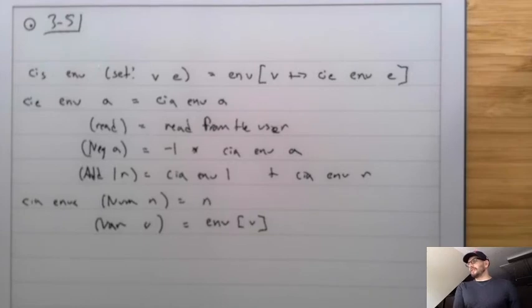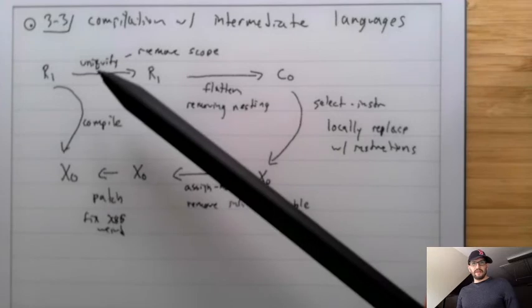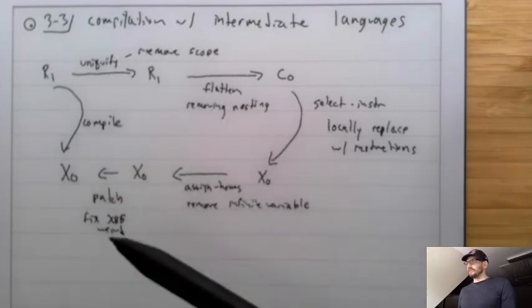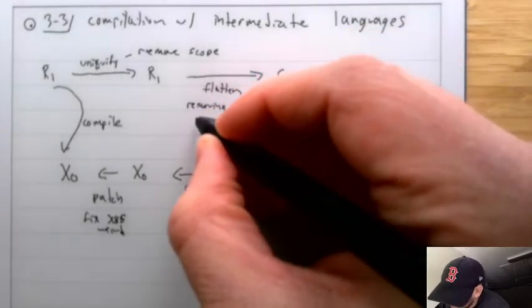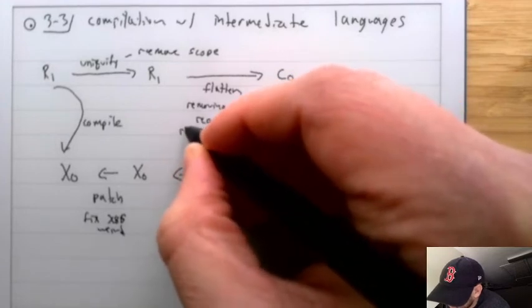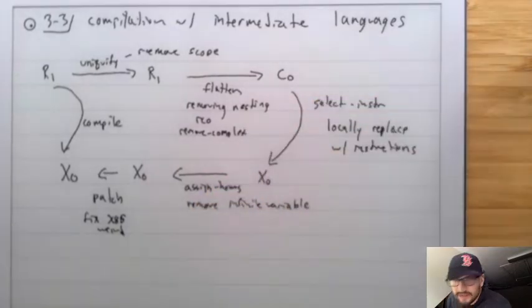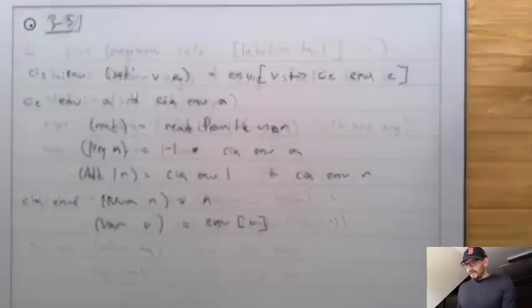So now what we need to do is start going through and defining each one of these functions. When I say these functions, I mean these functions: uniquify, flatten, select instructions, assign homes, patch. By the way, this flatten one, I actually call it RCO for remove complex. That's the way that I call it in the project notes. So sorry about using two different words. All right. So let's start with the first one.